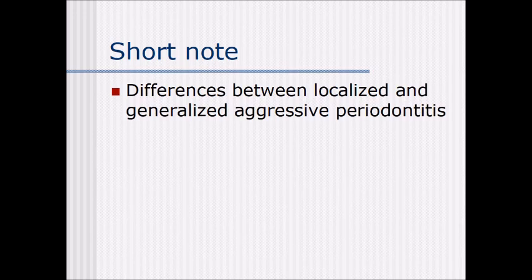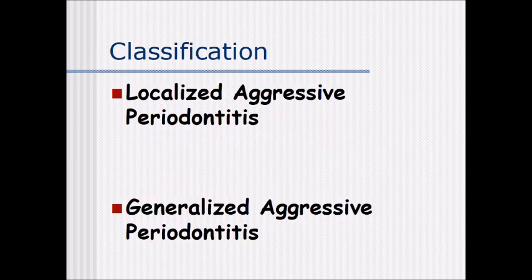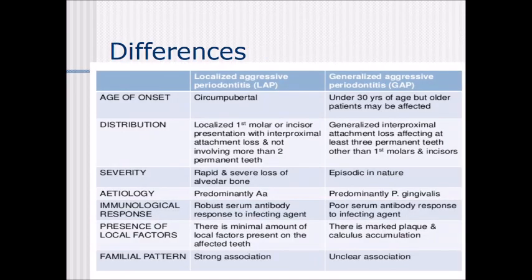Now coming on to the differences between localized and generalized aggressive periodontitis. Now the definition: aggressive periodontitis comprises a group of rare, severe, rapidly progressive forms of periodontitis, often characterized by early age of clinical manifestation and distinct tendency for cases to aggregate in the family. Classification: localized aggressive and generalized aggressive. The differences are given first on the basis of age. In localized aggressive, it is circumpubertal, that is near puberty, and for generalized aggressive, age is near about 30 years, but patients might be older.